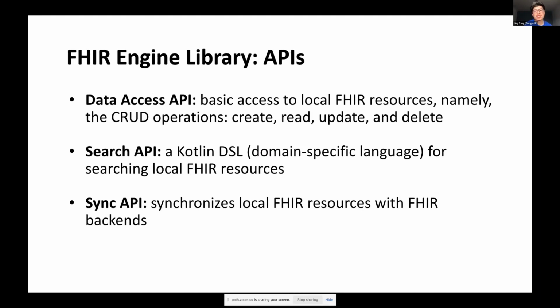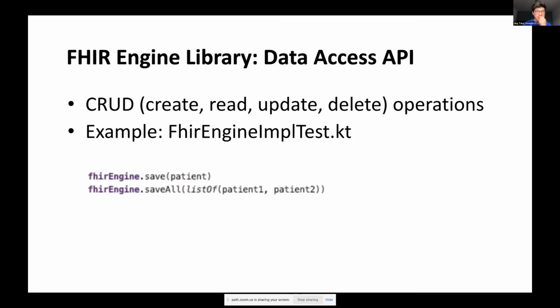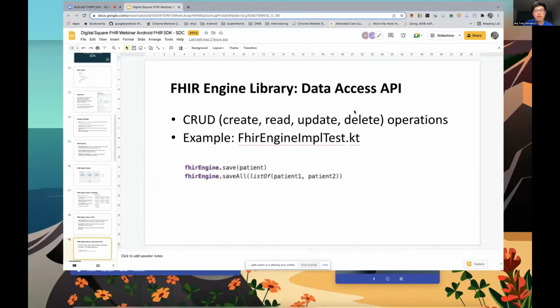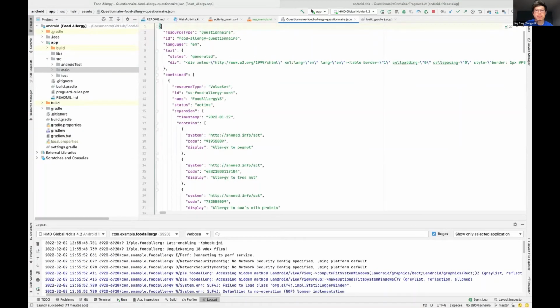I think I have essentially talked about these different APIs. Just to recap quickly: the data access API, search API, and sync API are the three main APIs. I'm just going to go straight into a bit more code examples for each of them. The first one, the data access API, as I said, supports the basic data access management use cases. I'm just going to stop here, and then we'll look at an example in our Android FHIR code base, just to show you how you can actually use this set of APIs.